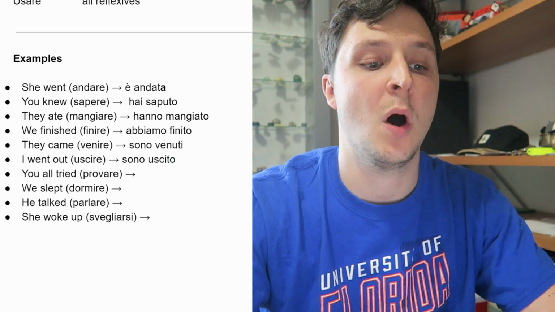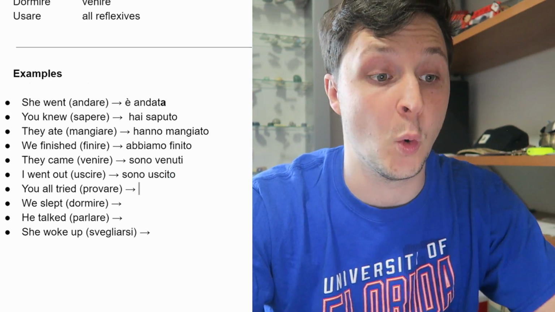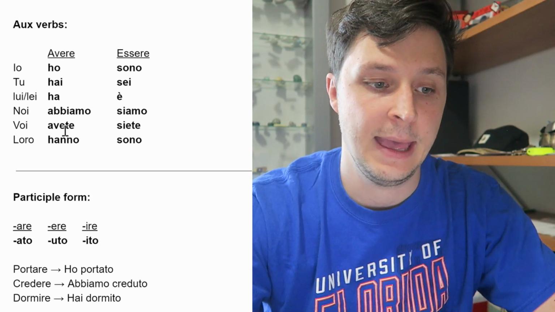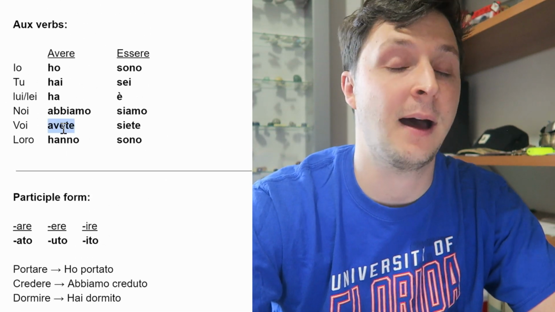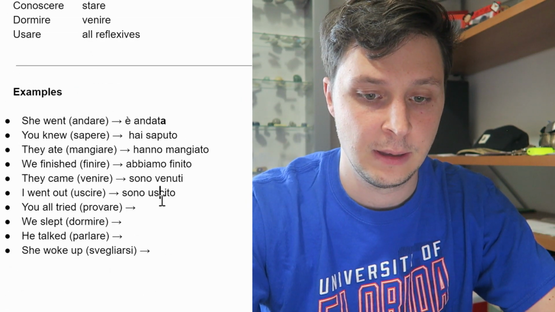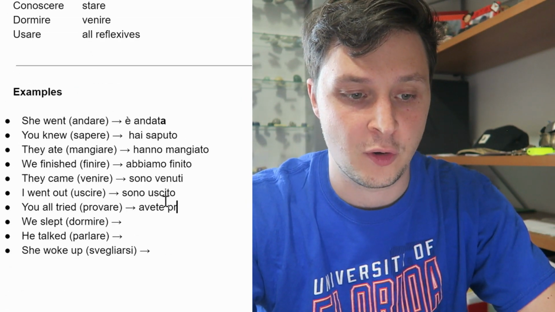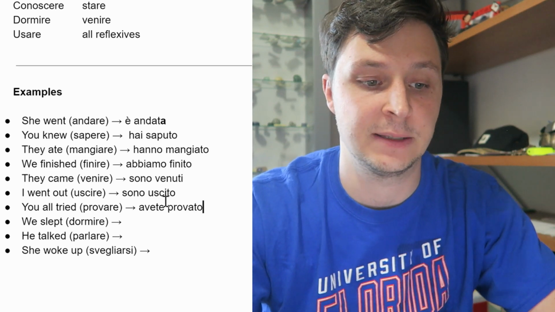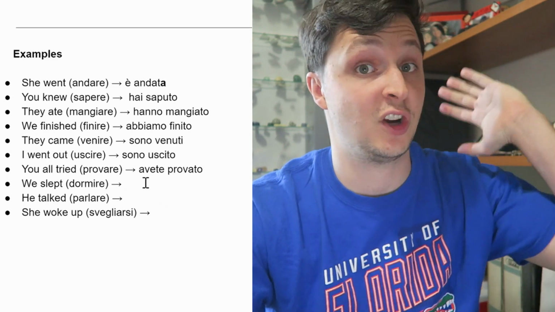What about you all tried? So now I'm looking for voi, which is you all. Try, provare, is avere verb, so we'll use avete. So we'll do avete provare. Provare becomes provato. Avete provato. That means you guys tried.